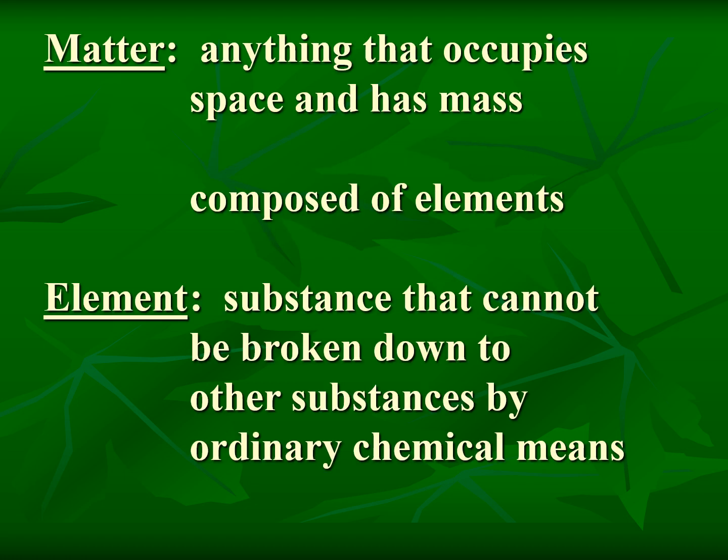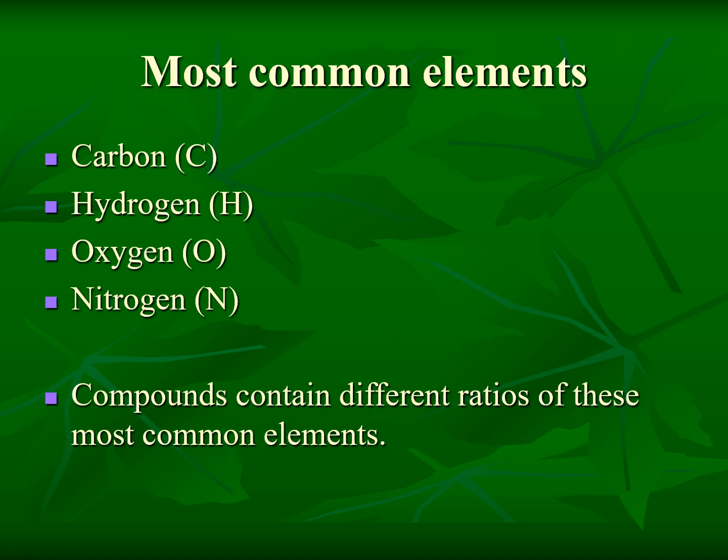Well, as always, we're going to have some definitions of words. So to start off with matter, matter is anything that occupies space and has some mass. It's going to be composed of elements. So what is an element? Well, that's a substance that cannot be broken down to other smaller substances by ordinary chemical means. Now we can break them down into smaller components, but it's not going to be easy. It's not by just standard ordinary means.